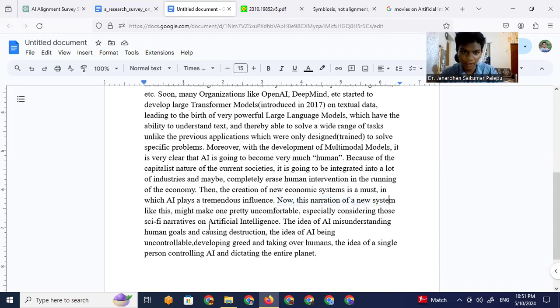Now, this narration of a new system like this might make one pretty uncomfortable, especially considering those sci-fi narratives on artificial intelligence. The idea of AI misunderstanding human goals and causing destruction. The idea of AI being uncontrollable, developing greed and taking over humans. The idea of a single person controlling AI and dictating another planet. Right. So maybe we end the sentence, and the next sentence is important to be very grammatical. If there is any grammatical mistake, please do comment. I'll respond, not just because I'm good, but also because I don't have that much audience.